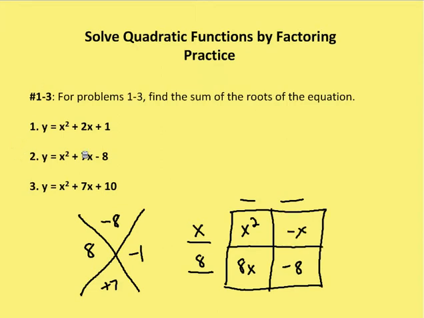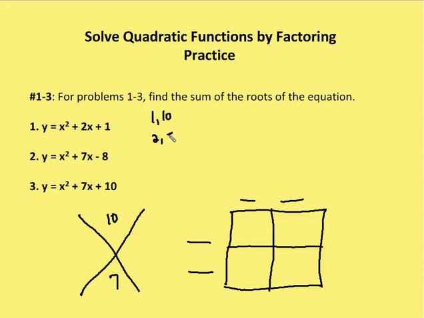Last problem gives us y is equal to x squared plus 7x plus 10. So again, we want the factors of the a times c value, which is going to be 10, that add to 7. And if I list the factors 1 and 10, 2 and 5, I see that 2 and 5 are the factors of 10 that add to 7. I place my factors on the left and right hand side.